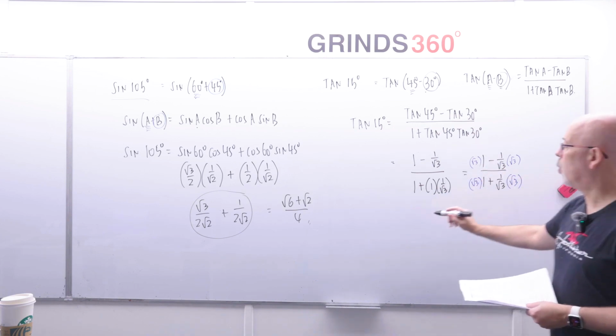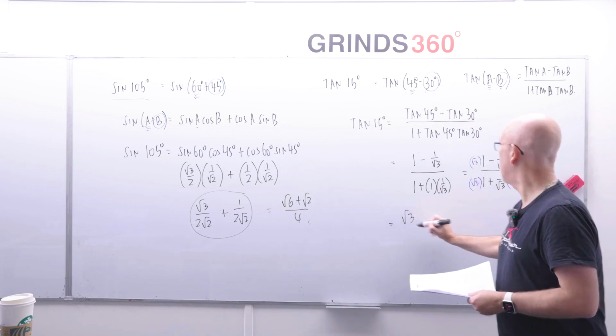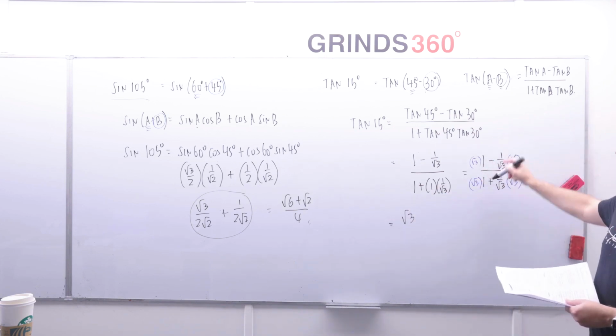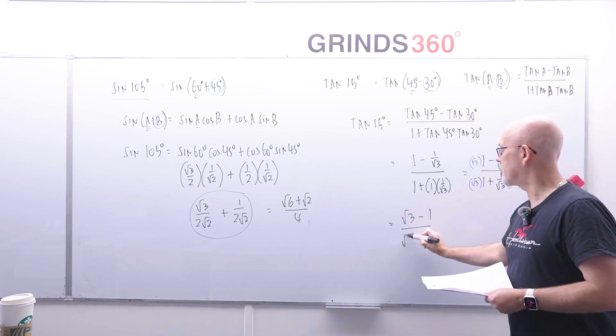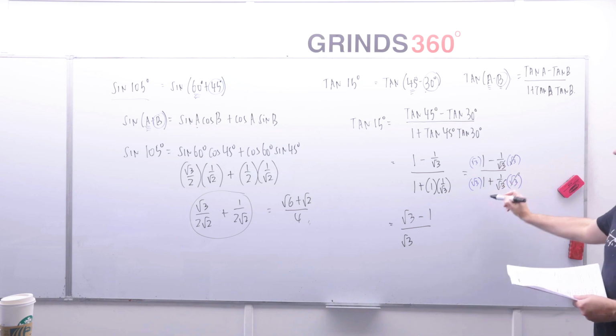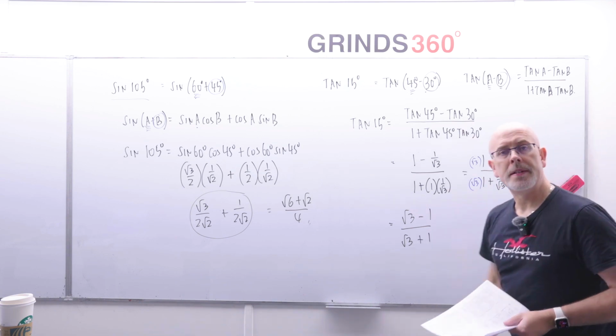So root 3 by 1 is root 3, and then the root 3's will cancel here. I just get left with minus 1. And there, root 3 by 1 is root 3, and then again, the root 3's will cancel, I get plus 1. So that's a bit better.